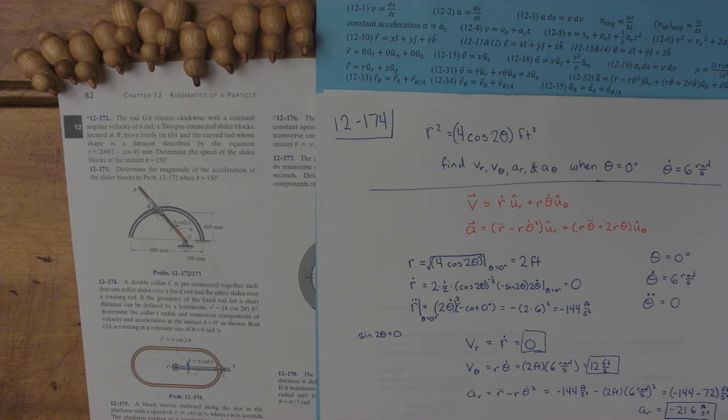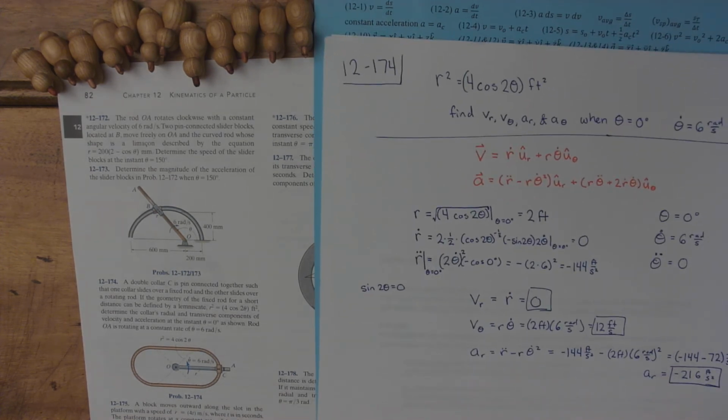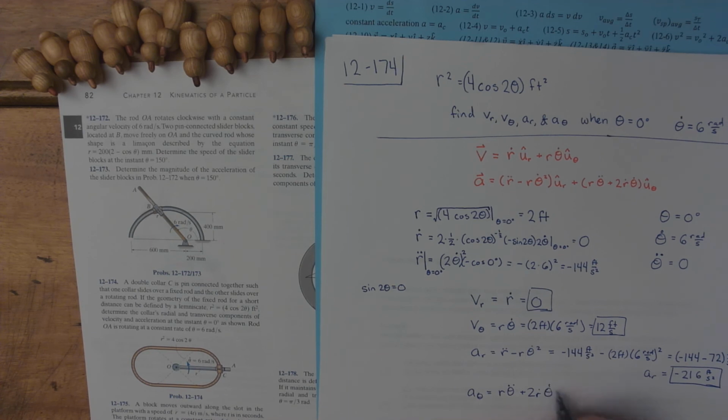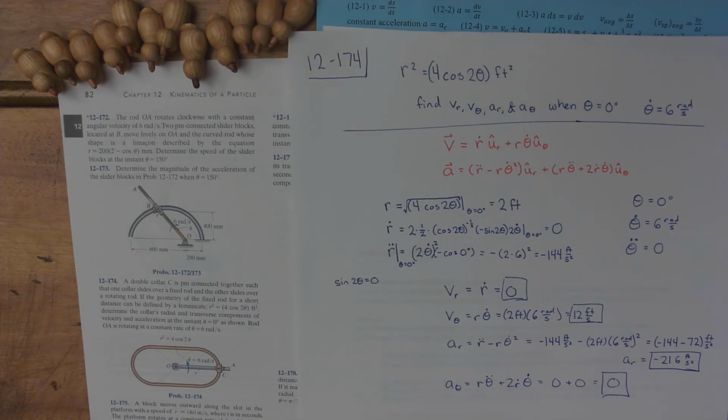So we have one last component to find. That's the transverse component for the acceleration, which is r theta double dot plus 2 r dot theta dot. Theta double dot is 0, so that first term is 0, plus 2 times r dot, which is also 0. Okay, so that is equal to 0, and that concludes problem 174.